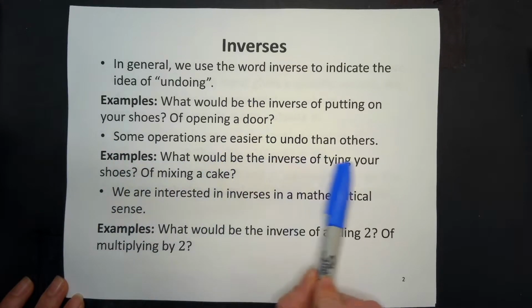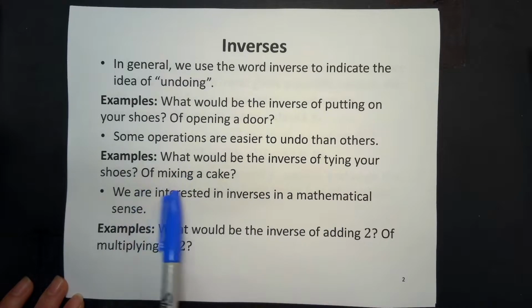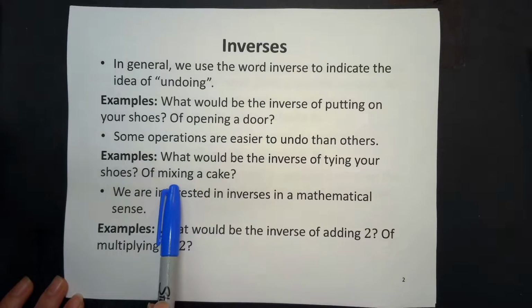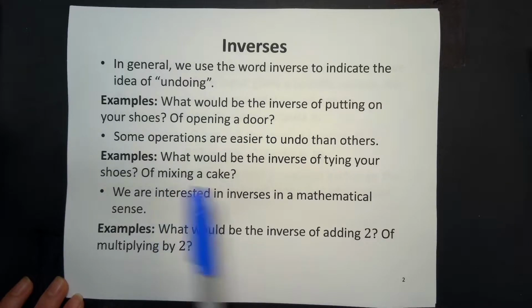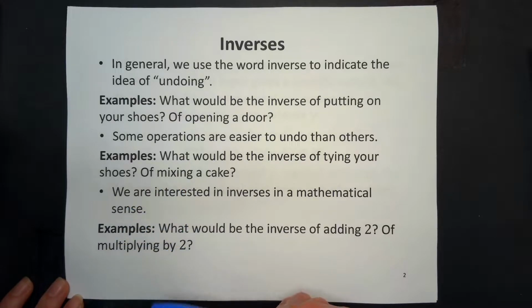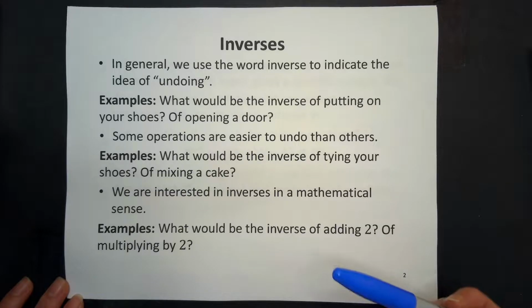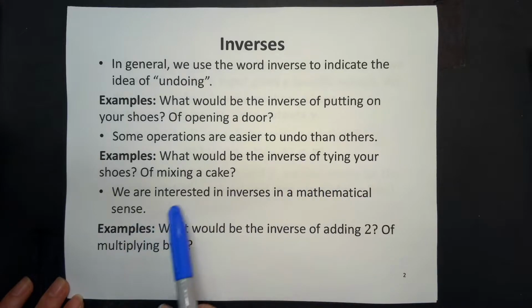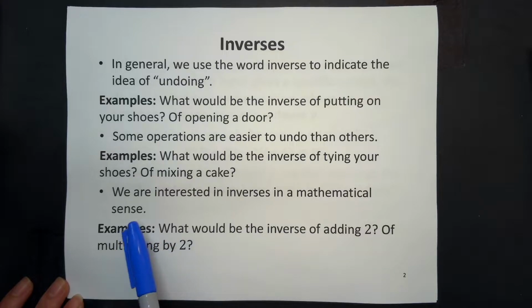Some operations are easier to undo than others. What would be the inverse of tying your shoes or of mixing a cake? So the mixing a cake one, you can't undo making a cake, not in any reasonable amount of time or fashion or any process we know. It's like mixing paint. Once you mix two colors of paint to make a new color, unmixing them is almost impossible. So some inverses are easy by design, like the inverse of tying your shoes, untying them. And some of them are impossible with what we know now.